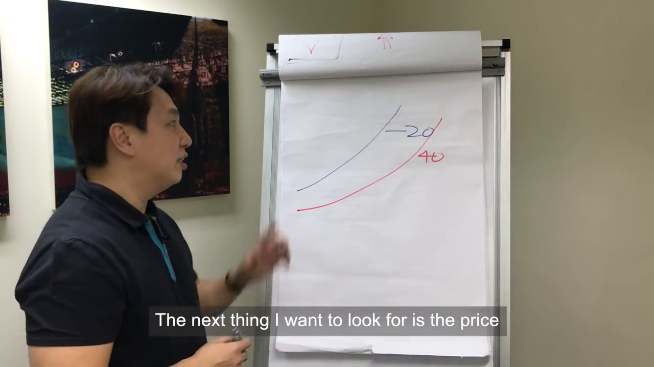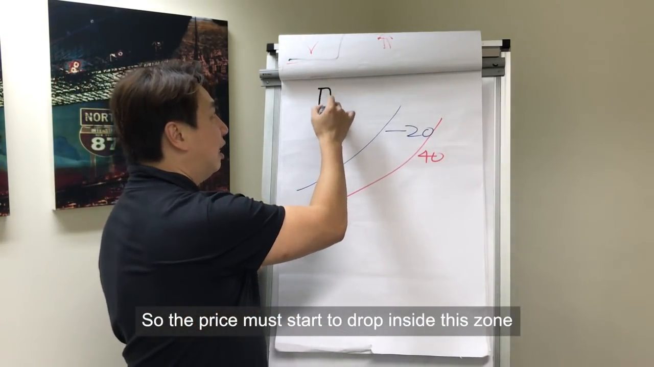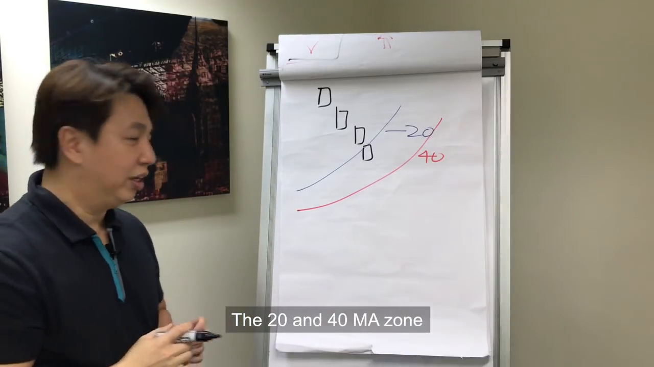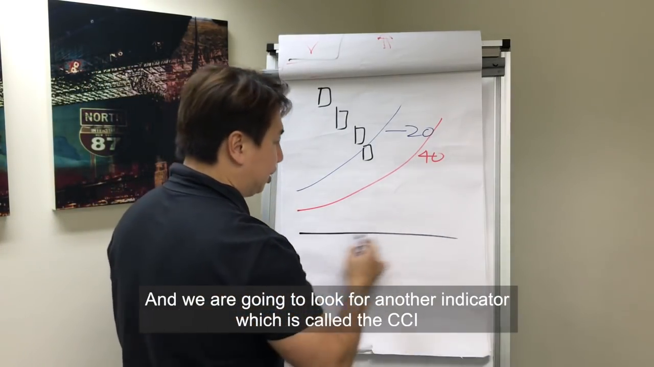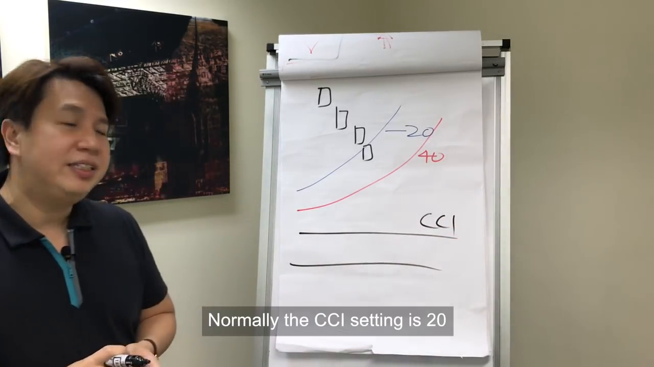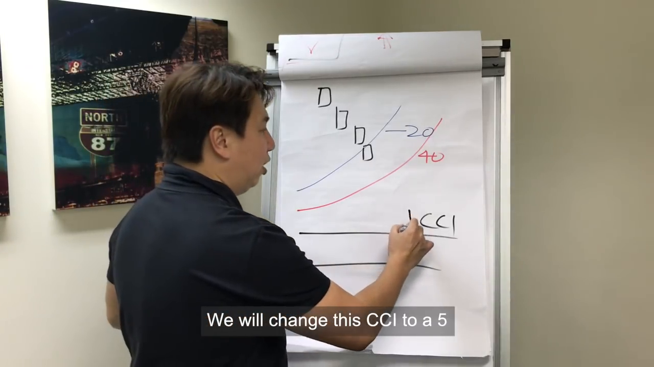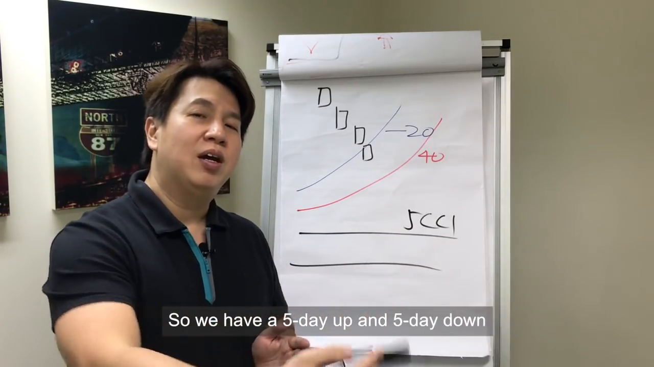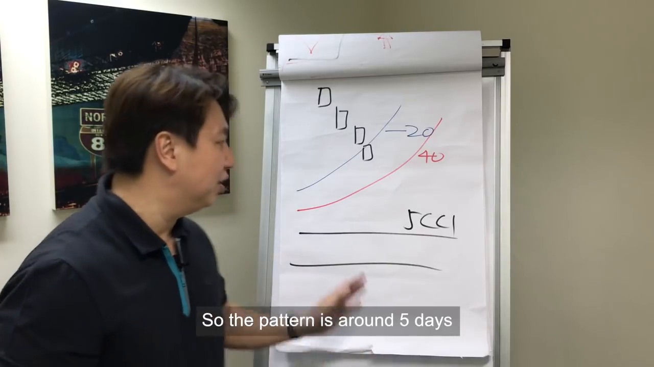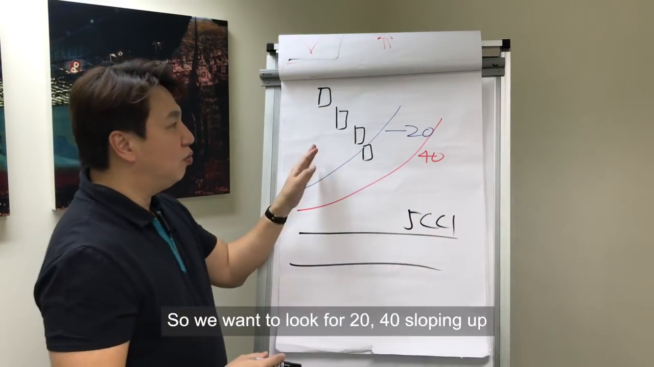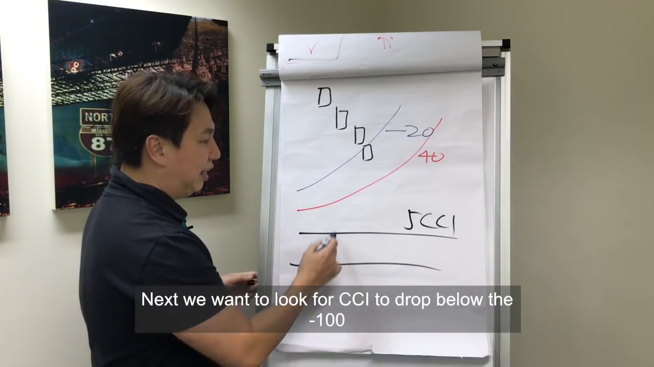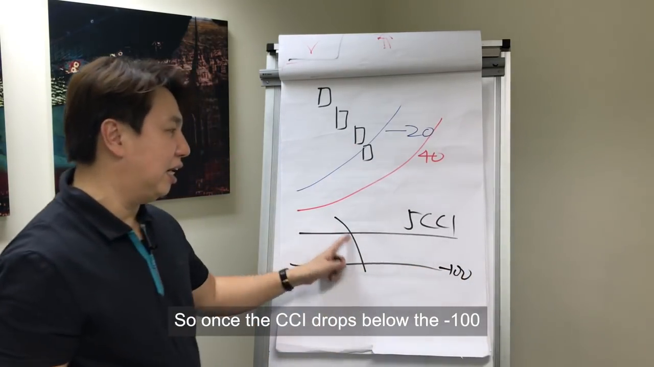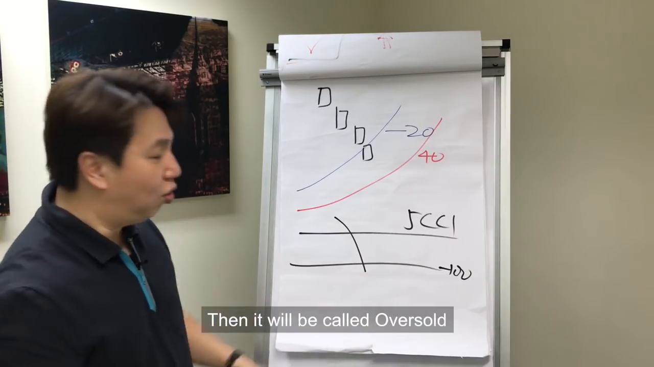The next thing I want to look for is the price. The price must start to drop inside the zone of the 20 and 40 MA. And we're going to look for another indicator called the CCI. Normally the CCI setting is 20, but we will change this CCI to 5. The market moves in 5s, so you have a 5-day up, a 5-day down, a 5-day up, a 5-day down. The pattern is around 5 days, so we look at CCI 5. We want 20 and 40 sloping up. Next, we want the CCI to drop below minus 100. Once the CCI drops below minus 100, it is called oversold.